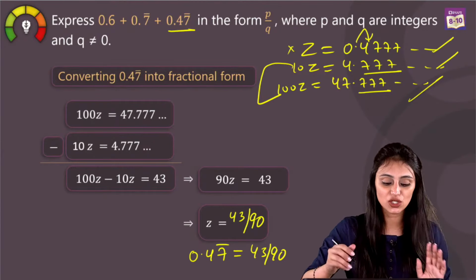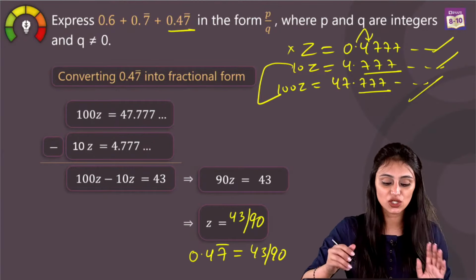Like in this question, even if you don't use this step, you use 10z and z, you would get the same answer. Let's suppose you have a number like 0.45666. In such cases, 6 is the repeating digit. So you will have to multiply by 100 in that case, so that the recurring digits are together. That's why I explained this thing.